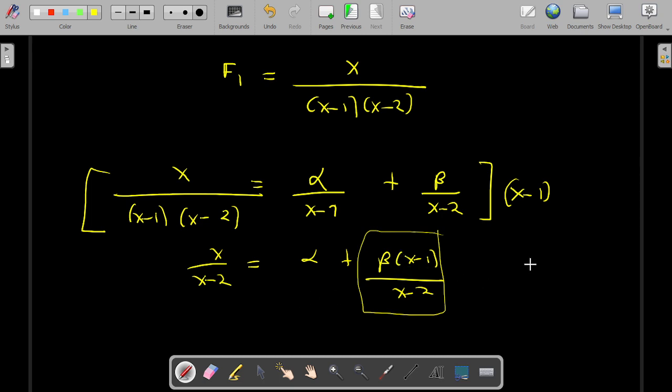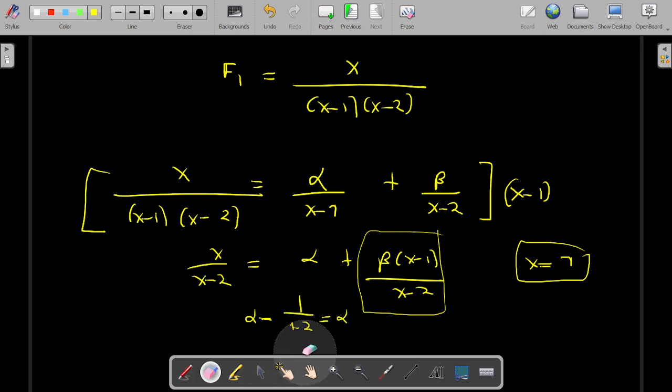So the possible value of x that we are going to take such that the second term is equal to 0 is x equal to 1. So we substitute x equal to 1 here. We're going to find that alpha is going to be equal to 1 divided by 1 minus 2. So alpha is going to be equal to 1 minus 2, which is minus 1. So alpha is going to be equal to minus 1. Now we've computed the value of alpha, which is minus 1.